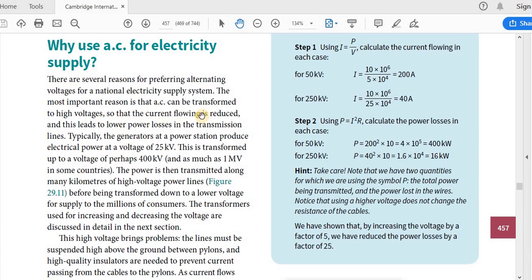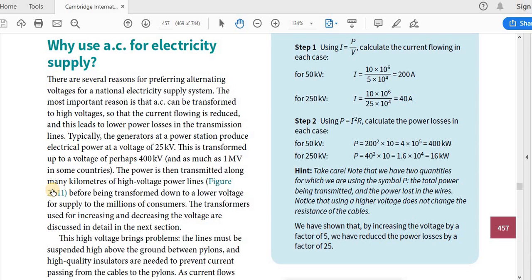Okay, and also we learned this one, P equals VI. So if you want the same amount of power, you can increase the voltage and reduce the current. P equals VI. So if you increase V, you can reduce I to get the same amount of power. So what we do is so that the current flowing is reduced. So when we have lower current and when you transmit it, less power or energy is lost as heat, and this leads to less power losses in the transmission lines.